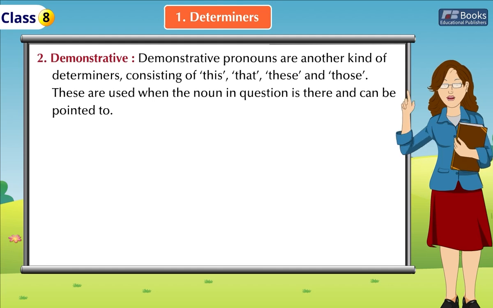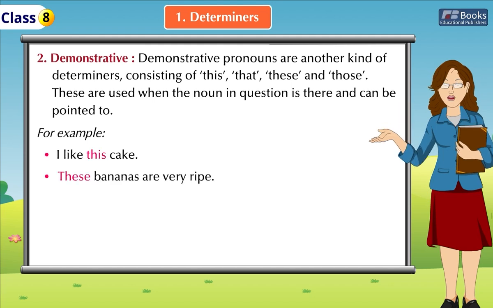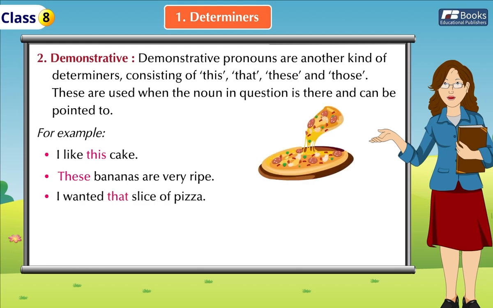Type 2. Demonstrative. Demonstrative pronouns are another kind of determiners, consisting of this, that, these, and those. These are used when the noun in question is there and can be pointed to. For example, I like this cake. These bananas are very ripe. I wanted that slice of pizza. I want those shoes.